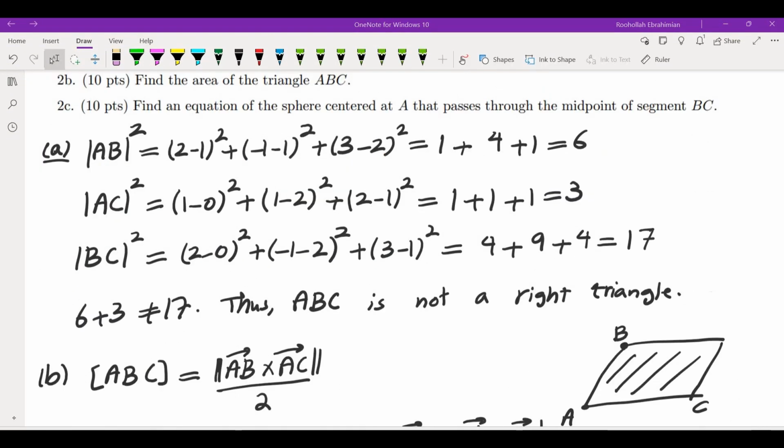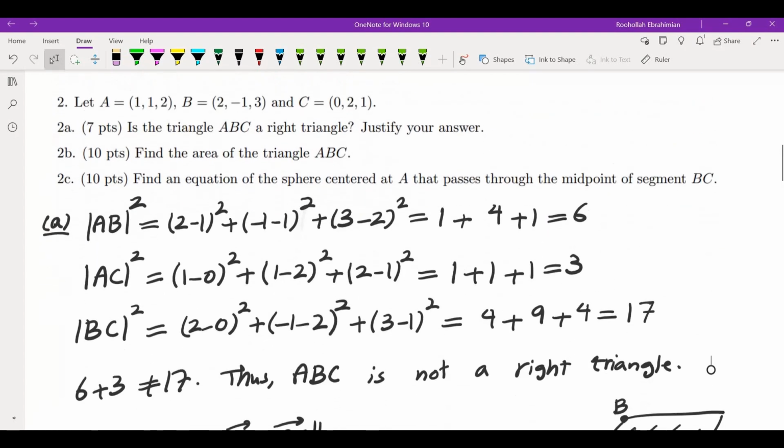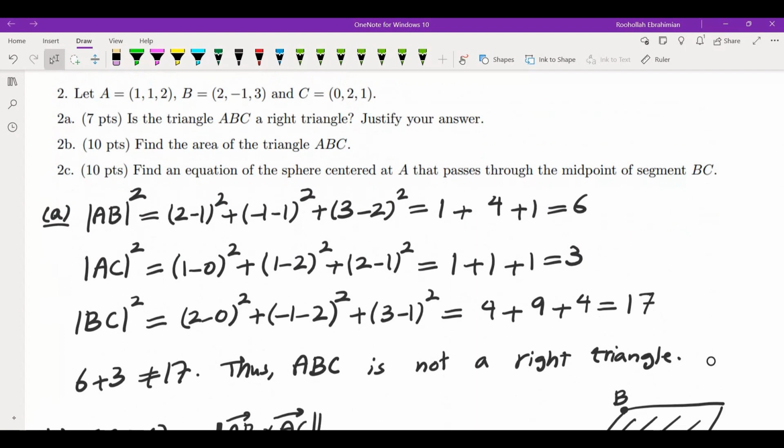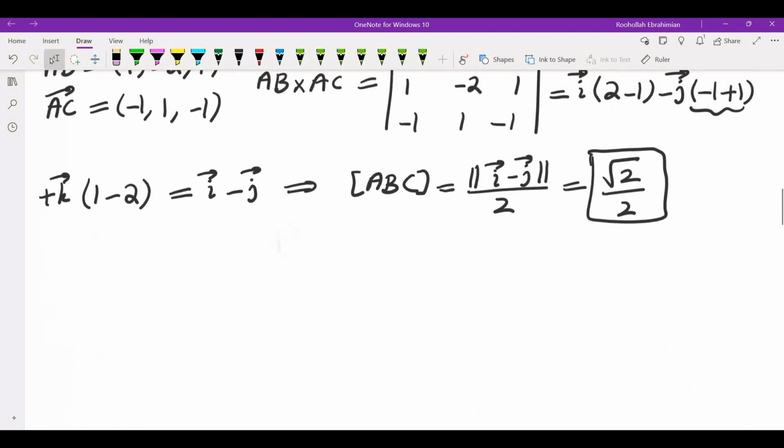Part C, find an equation of the sphere centered at A that passes through the midpoint of segment BC. So in order to find the equation of a sphere, we need the center and we need the radius. So let's draw a diagram for this. We have a point A, this is the center, and we have 2 points B and C. And they told us that the radius is the distance from A to the midpoint. So this is our radius.